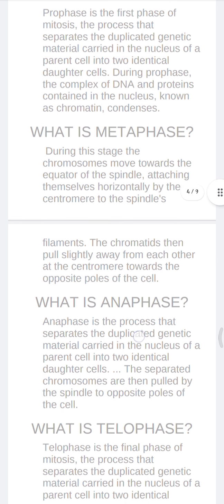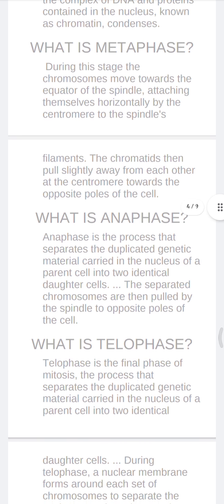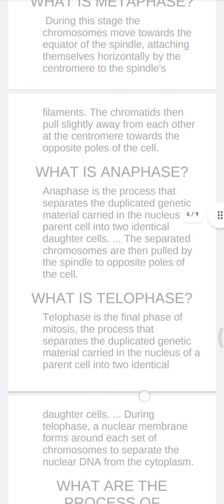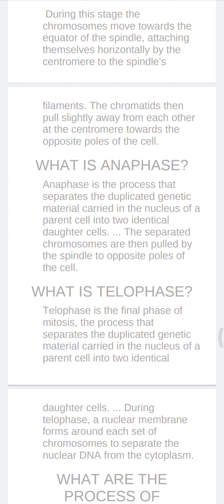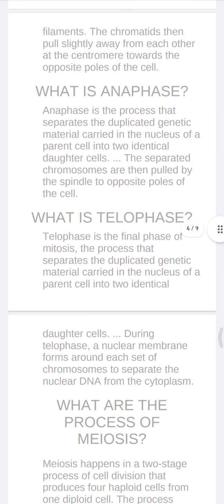Next, what is metaphase? During this stage, the chromosomes move towards the equator of the spindle, attaching themselves horizontally by their centromere to the spindle's filaments. The chromatids then pull slightly away from each other at the centromere towards the opposite poles of the cell. The third one is anaphase.